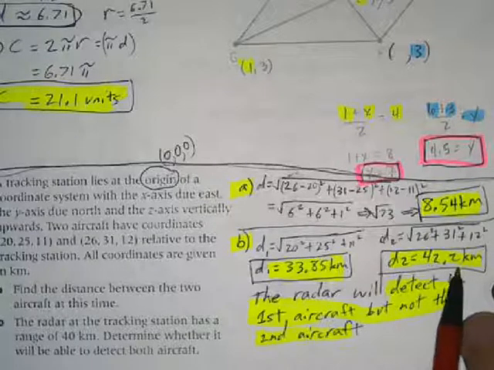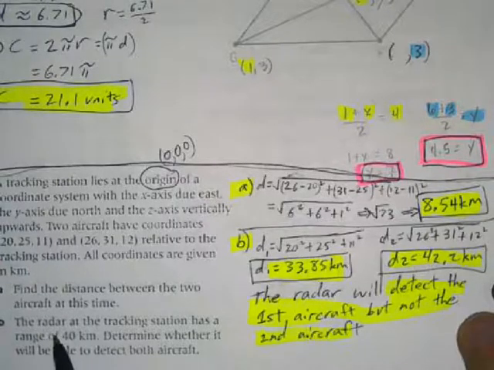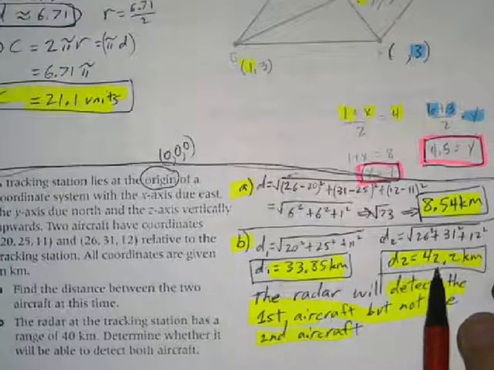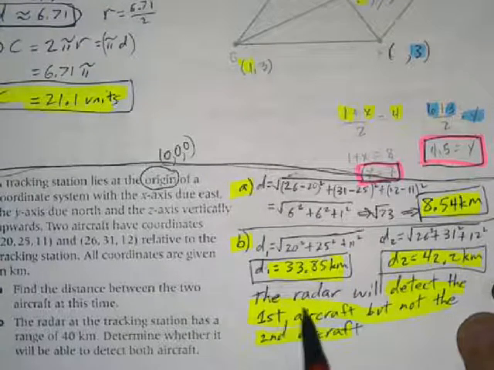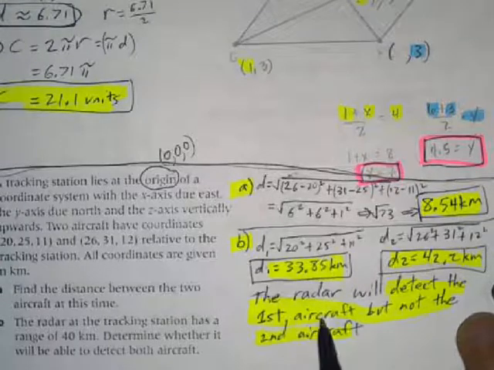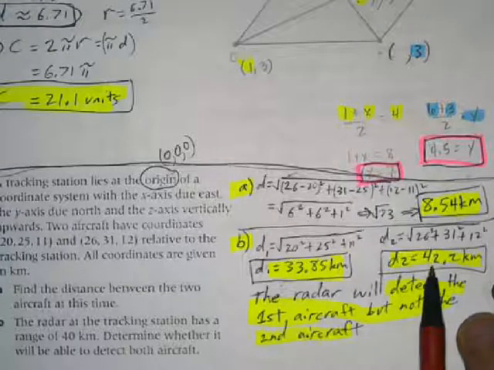And it said that for the radar to work, it had to be a range of 40 kilometers. So this one is too far away, so the radar will detect the first aircraft, the 33.8 kilometer aircraft, but it's not going to detect the second one, which is more than 40 kilometers away. Hope that helps.